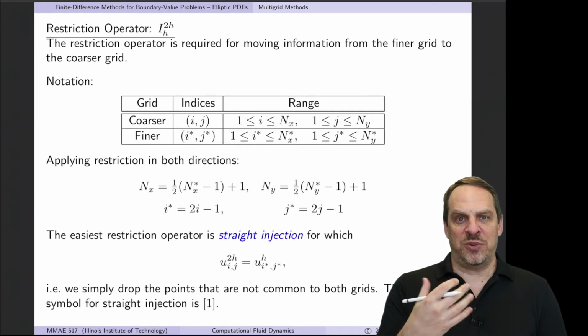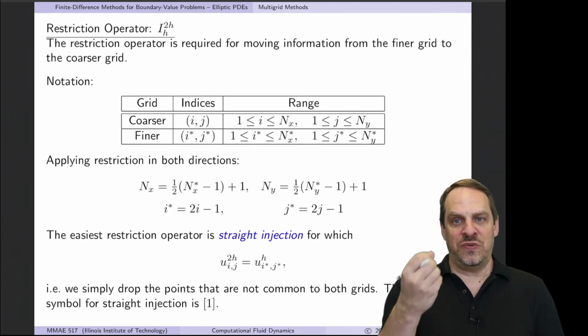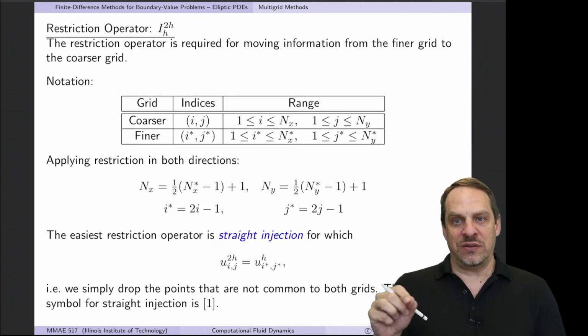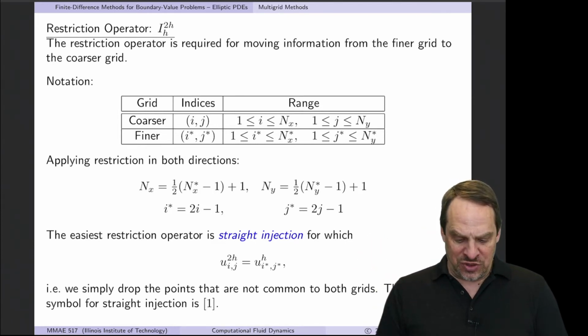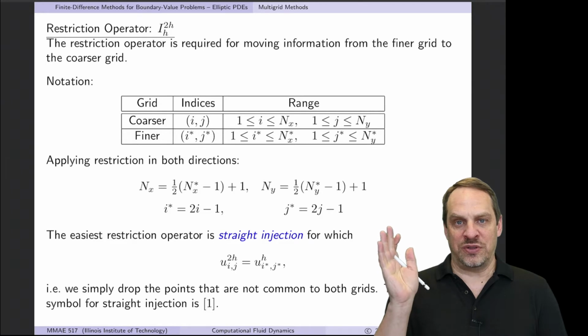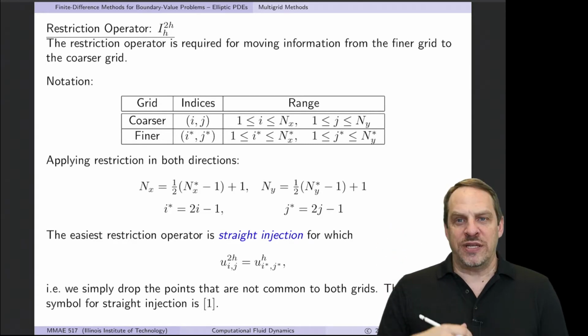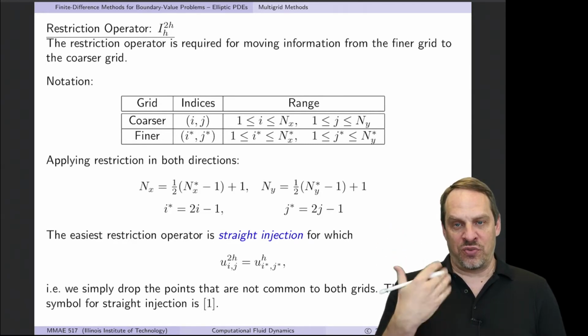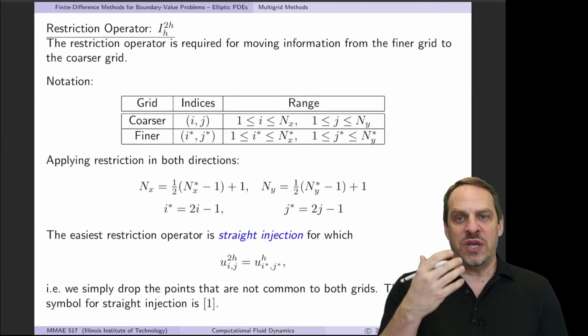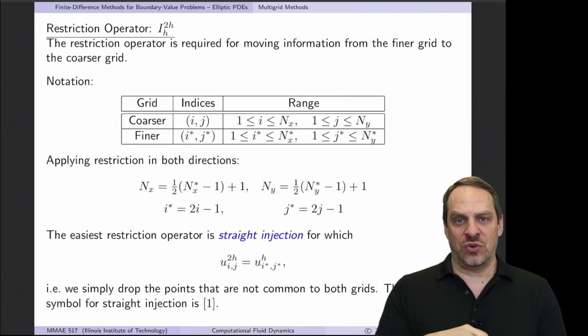So the easiest way to implement restriction would be simply to remove the information at every other point. So we take the fine grid, take every other point out, and now we have a coarse grid. That's called straight injection. So the u i j and the u i star j star are just the same on the coarse and the fine grids. And you simply throw away all the additional information at the points that have been removed. Now this is not ideal because you literally are throwing away valuable information that you know from the solution on the fine grid and not using that when you restrict to the coarser grid.